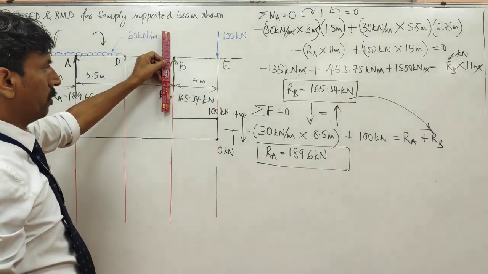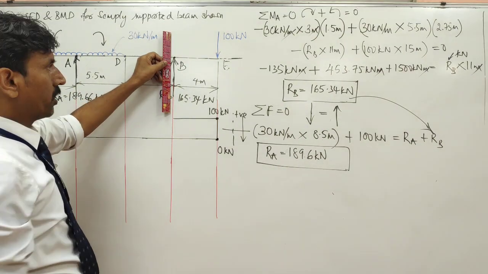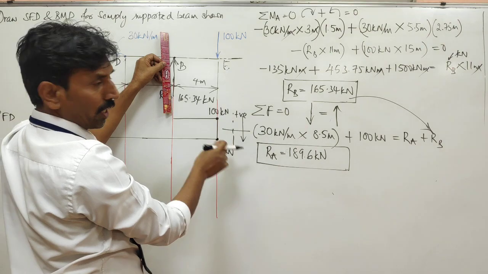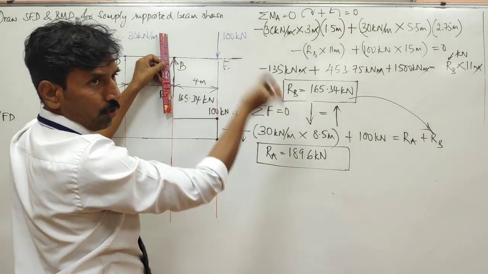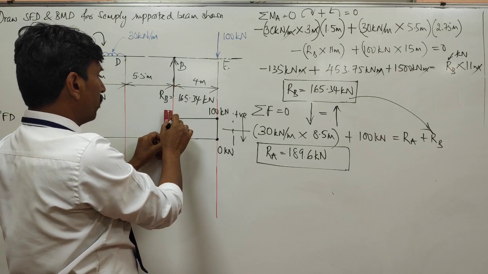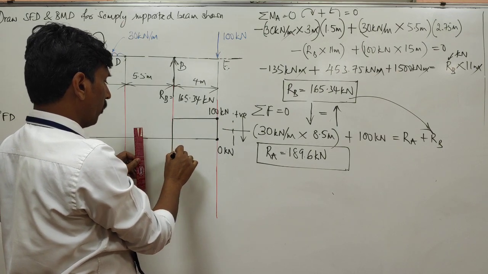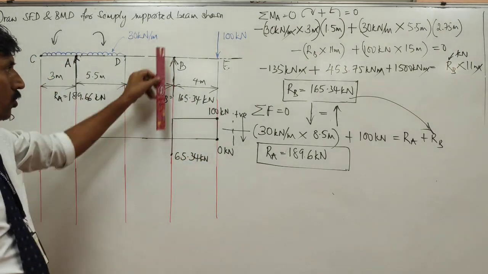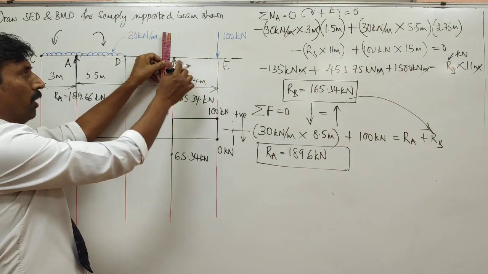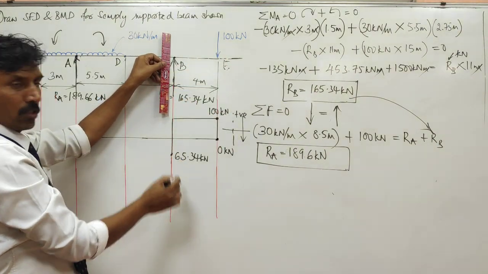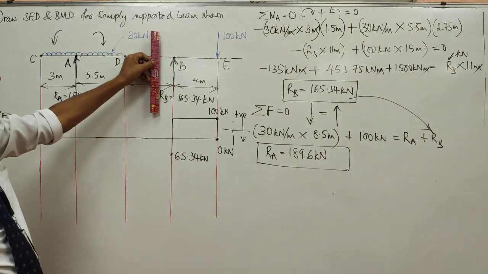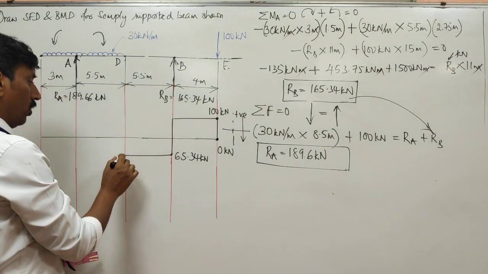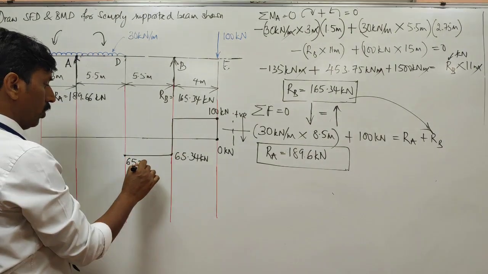Now if I jump across this B, then there is 100 kilonewton coming down minus 165 which is going up. As per this, the forces on the right hand side going up are negative. So 100 minus 165, what will be the value? It will be 65.34 kilonewton. So when I take the section here, minus 165 plus 100, the value is minus 65.34. It will remain the same value throughout. So this will remain 65.34 kilonewton.